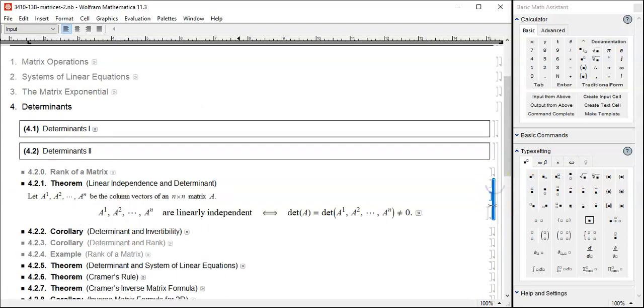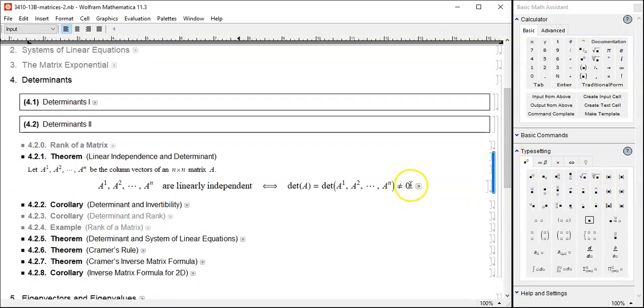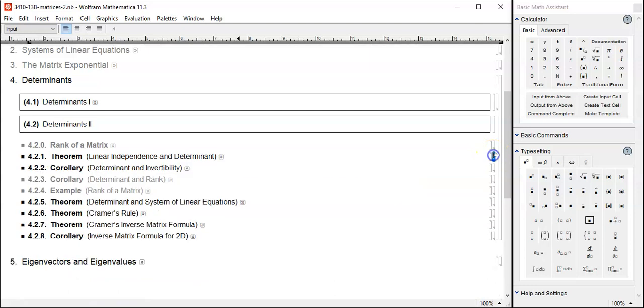And where was I? Okay, we just discussed this one. All the columns are linearly independent if and only if the determinant is non-zero. And then I was writing down the row version. If all the rows are linearly independent, then again, if and only if the determinant of the square matrix is non-zero, you can say the row version as well.